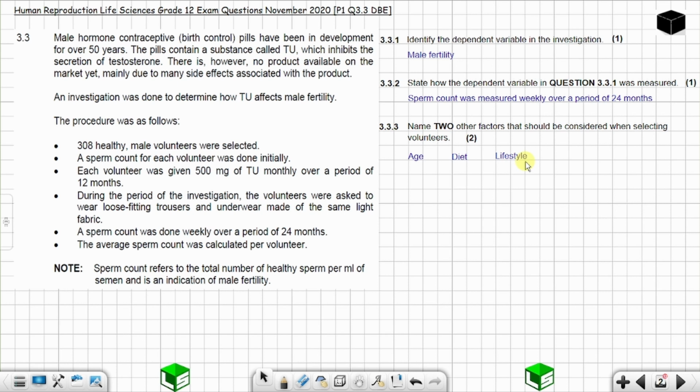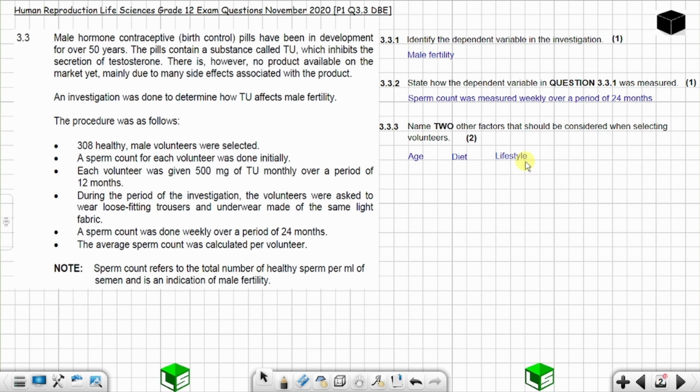Talking about lifestyle, these are the questions we have to ask. Are you obese? Do you smoke? Do you drink alcohol? Are you on drugs? Do you exercise regularly? Are you always stressing? These are the lifestyle factors that we have to think about, and they can affect male fertility. So if we want to improve the result of our investigation, we have to consider these when selecting volunteers.